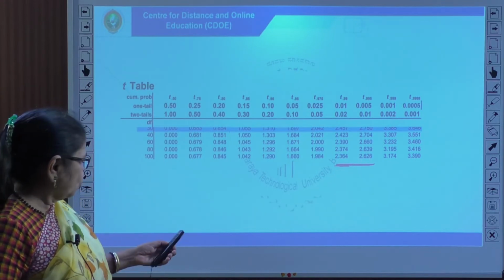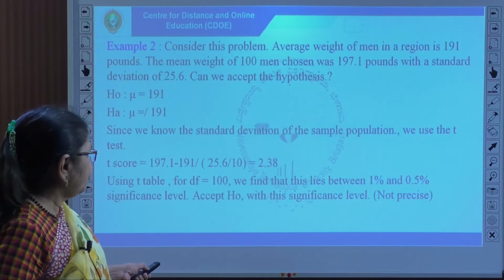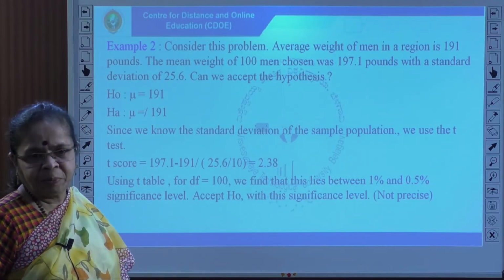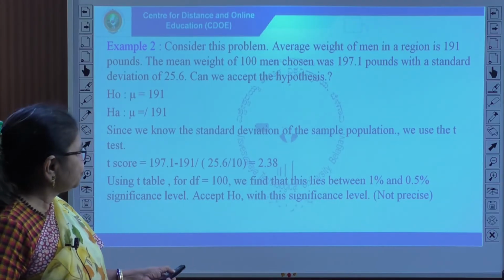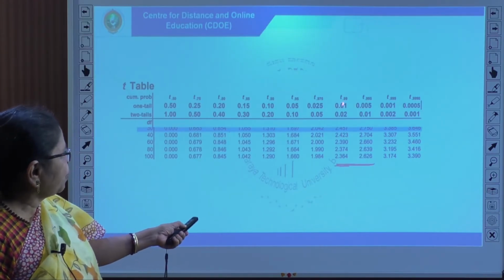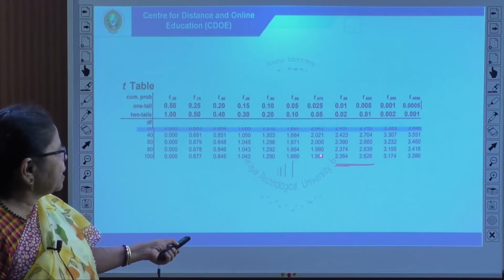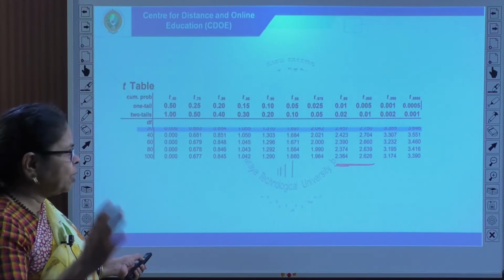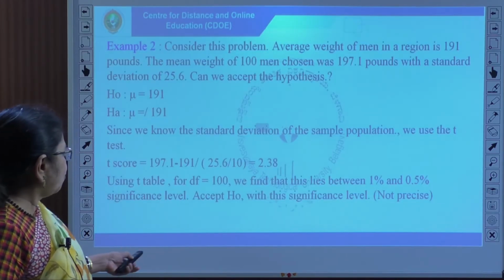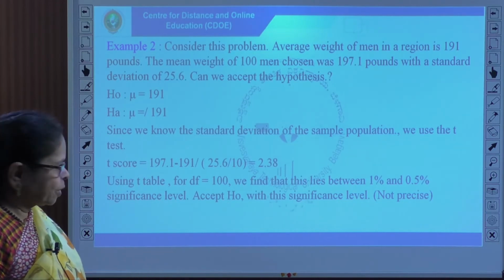Okay. So, therefore, what do I conclude? We find that this lies between 1% and 0.5%. You saw, no? If you use 1 tail, it lies between 1% and 0.5%. 2.38 is in between these two. So, with that significance level, I can accept H naught.